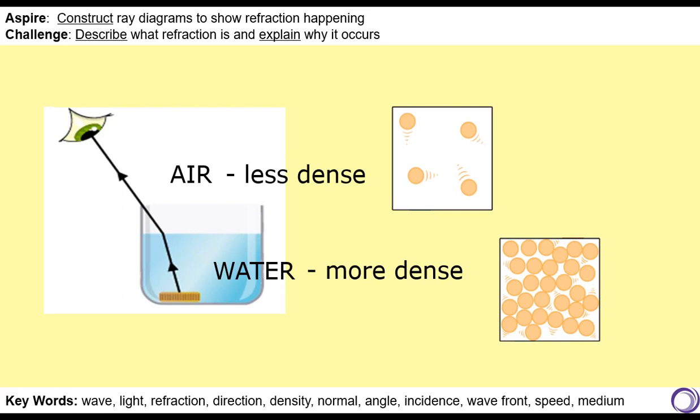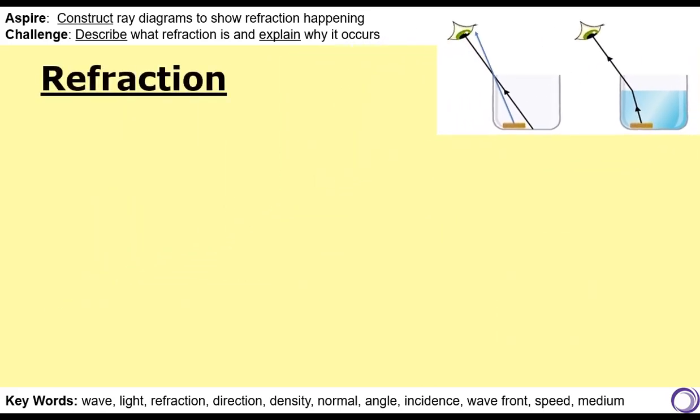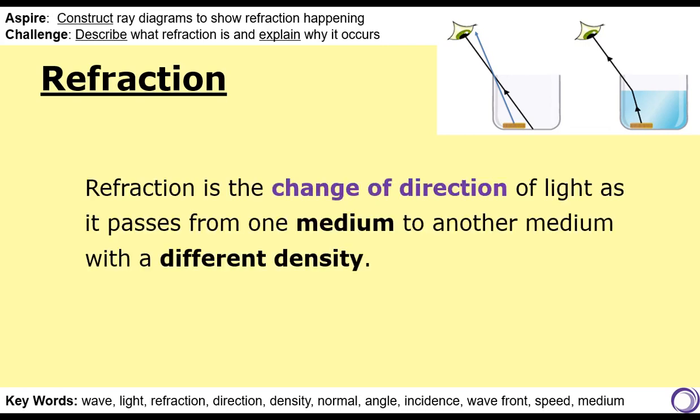Okay, so when light travels from a more dense to a less dense medium, it will change direction. The same will happen if the light travels from the less dense to the more dense medium. Again, it will change direction. So if I give you a definition now of refraction, refraction is the change of direction of light as it passes from one medium to another medium with a different density.